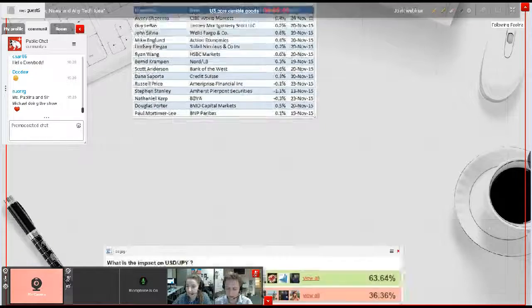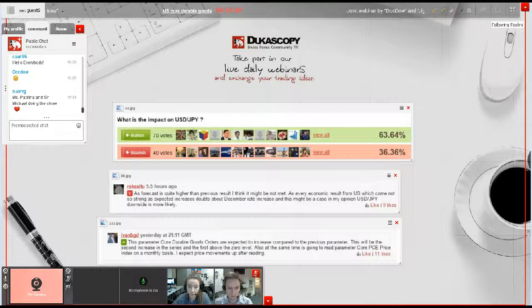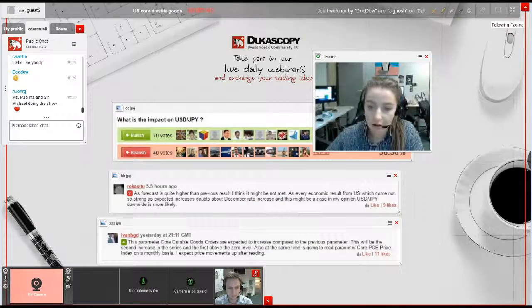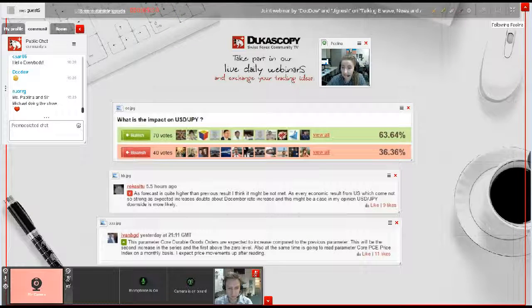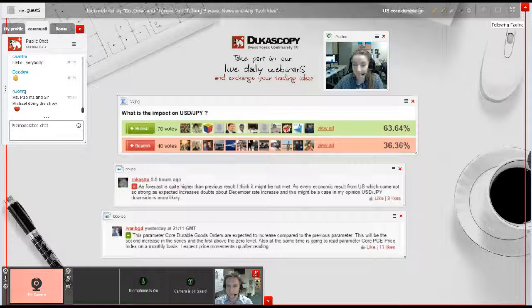Last but not least, I have 1 minute to go, and the community members' sentiment on the U.S. dollar, Japanese yen currency pair definitely this time. And as you can see, the traders went to the bullish side this time, 63.64% versus 36.36% respectively. We have a couple of comments.